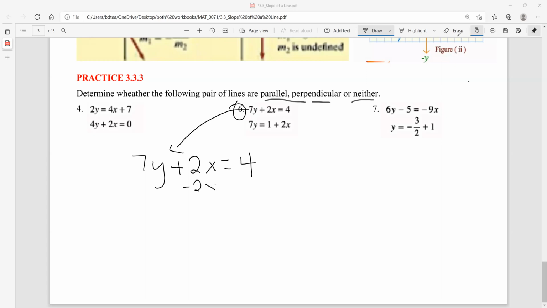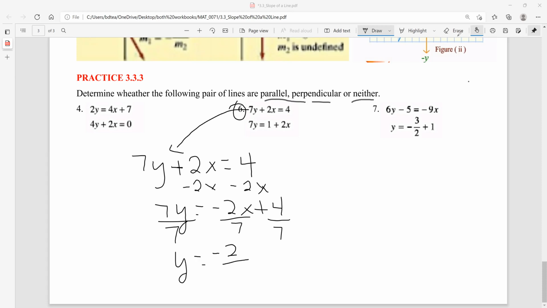So we're subtracting 2x from both sides. We have 7y equals negative 2x plus 4. We're dividing each term by 7. So we have y equals negative 2 over 7x plus 4 sevenths. So the slope of this line, the slope of line 1, is negative 2 sevenths.